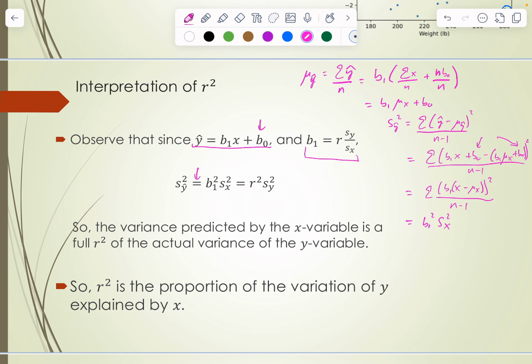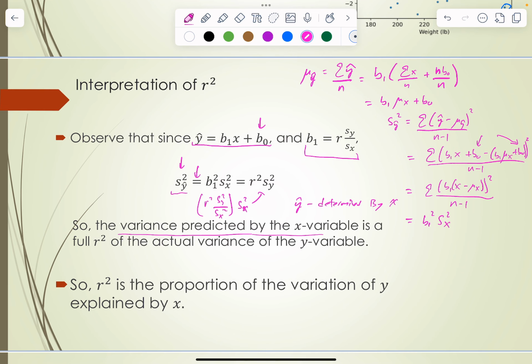Remember, b1 equals r times sy over sx. b1 squared is r squared sy squared over sx squared. If I multiply by sx squared, I just get r squared sy squared. So the variance predicted by the x variable, so this right here, if there's any variation, it's from the x variable. Y hat is determined by x. Y hat represents the variance predicted by the x variable.